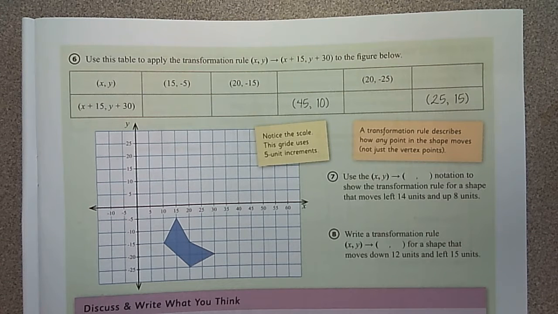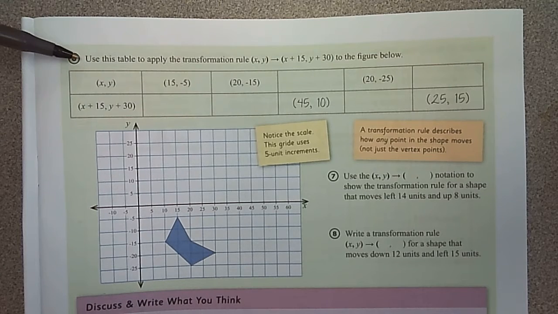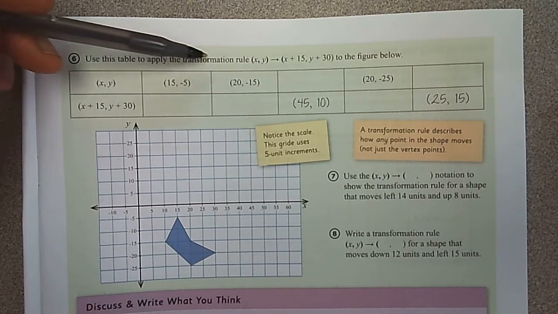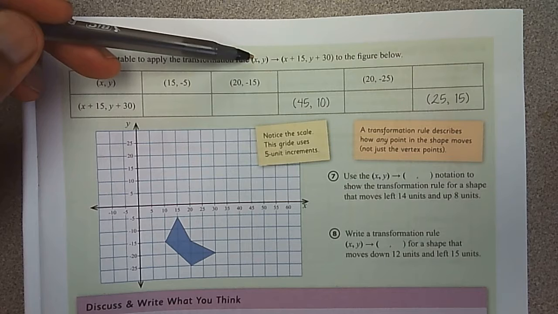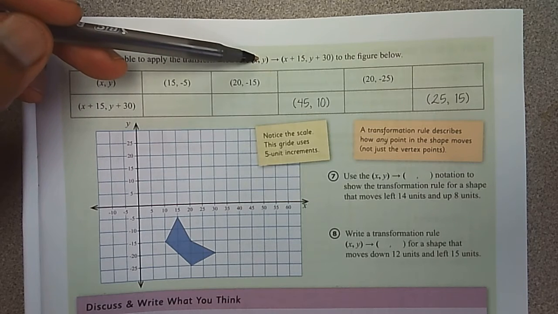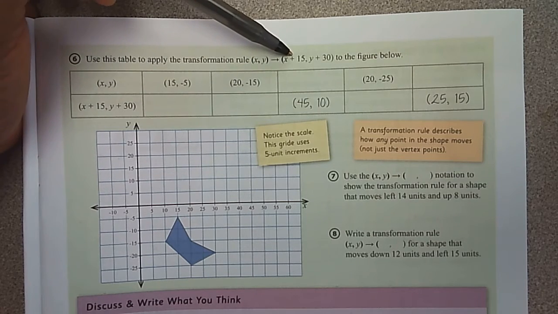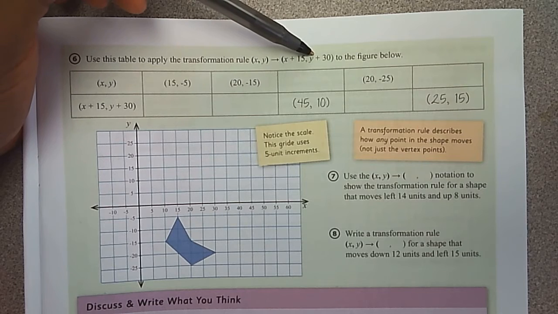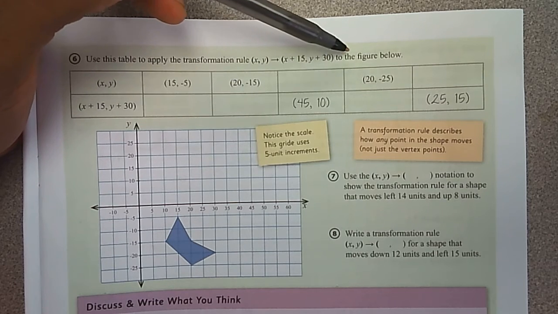All right, this one is a lot trickier because you're moving in two directions. There's always more than one way to do this, but I'm going to work in the way that makes sense for my brain to make sure I keep it straight. So number 6, use this table to apply the transformation rule, the ordered pair x and y, so the original, and your x shifts by 15 and your y shifts by 30 to the figure below.